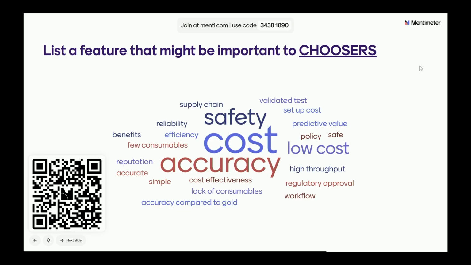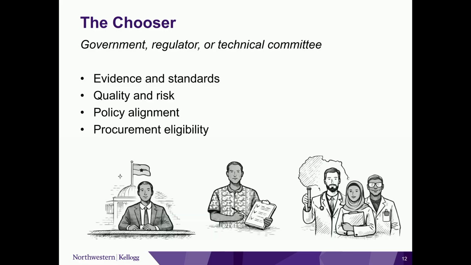Accuracy compared to the gold standard, assuming there is a gold standard. That's absolutely right. If there's evidence and standards that already exist, they're going to care about that. They really care about quality and risks. Are there policies they have around who can actually run the test in the country?